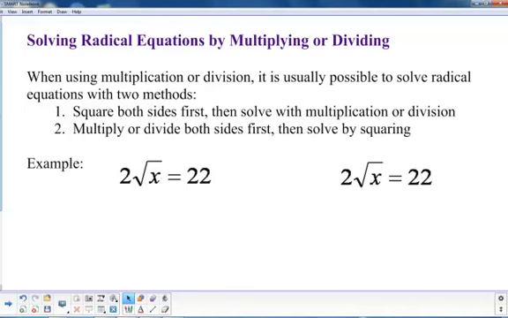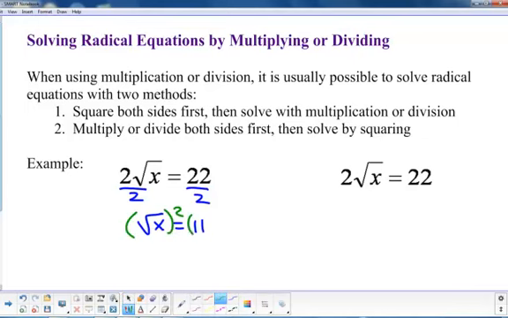So, same thing, but this time to undo a number next to a radical, we're going to divide both sides first to isolate our square root, our radical. And then when we square both sides, our square root is isolated. So x is 121.